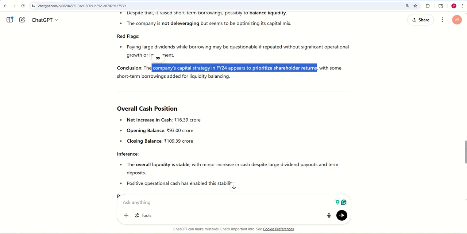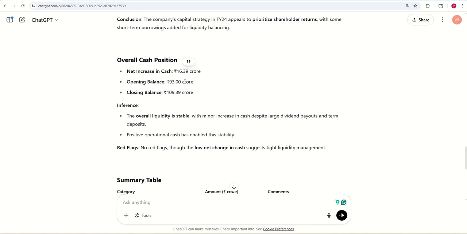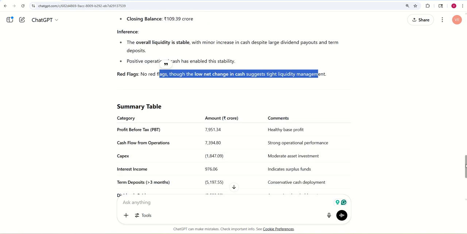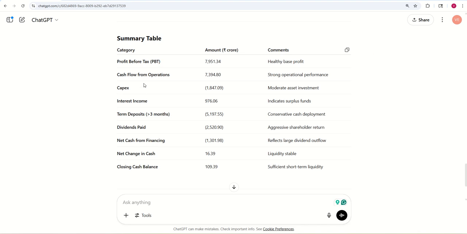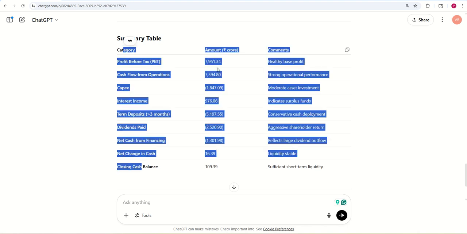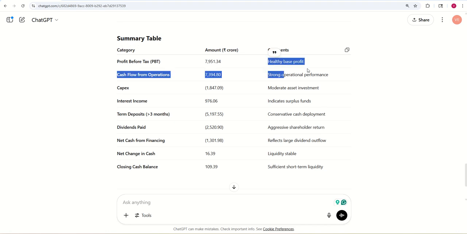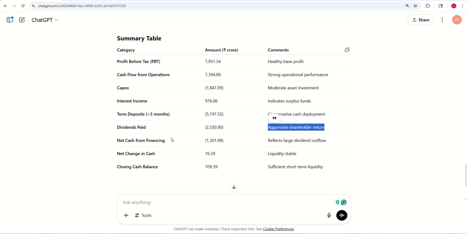Good. So the overall portion. I told you there's something called starting cash, opening balance, net increase, closing balance, all that comes here. There is also no red flag. And finally, I had requested a table. You can see, conclude with a summary table with key numbers and comments. The PBT, CFO, capex, all those key numbers come as a table with numbers and what they indicate. Healthy base profit, strong operational performance, capex moderate asset investment, interest income indicates surplus funds, term deposits indicate conservative cash deployment, dividends paid aggressive shareholder return, net cash from financing reflects large dividend outflow, and so on.